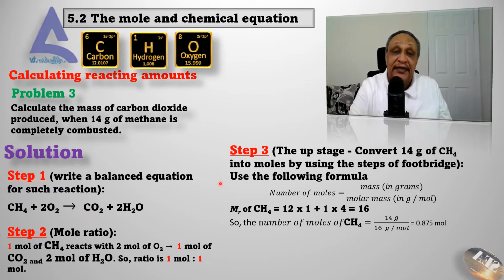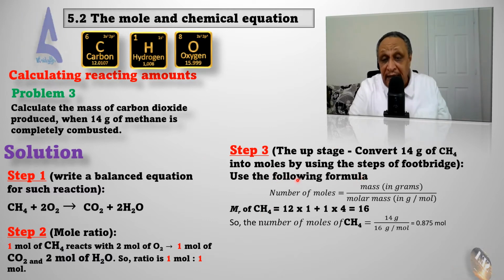If your equation is wrong, you are going to get this wrong, and this wrong. Now, step 3 is that you have to use the previous information, which is the number of moles equals the mass in grams over the molar mass in grams per mole.